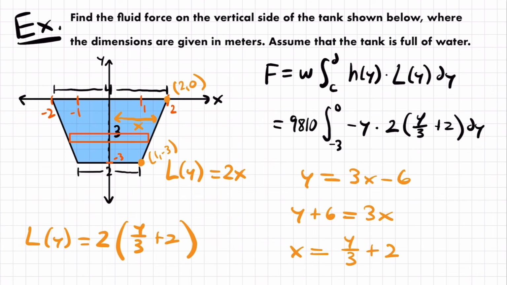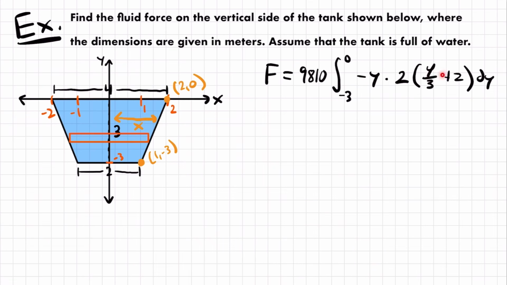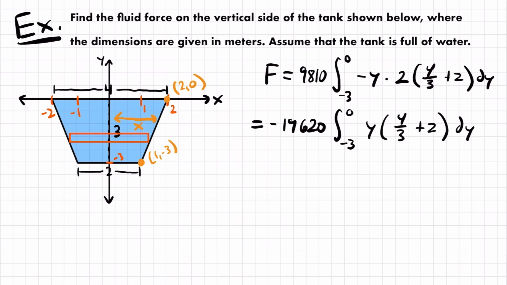All right, and so if I clean up my work here, let's solve this definite integral. So I'll start by pulling out negative 2 to the outside. So 9,810 times negative 2 will be equal to negative 19,620, and that will still be multiplied by the integral from negative 3 to 0 of y times y divided by 3 plus 2 times dy. Now if you distribute this y through this quantity, we'll have y squared divided by 3 plus 2y. And so let's do that.